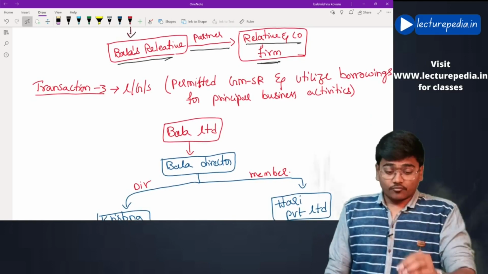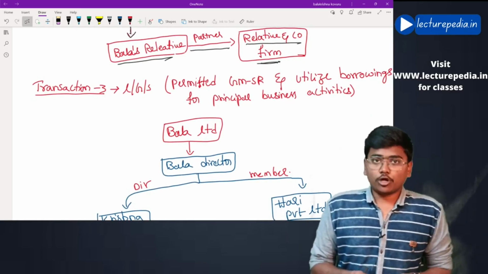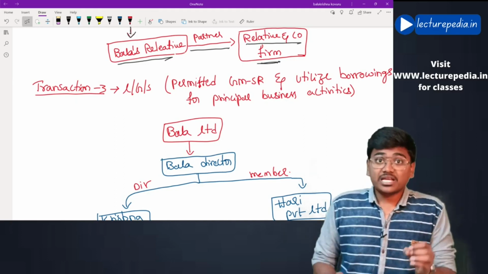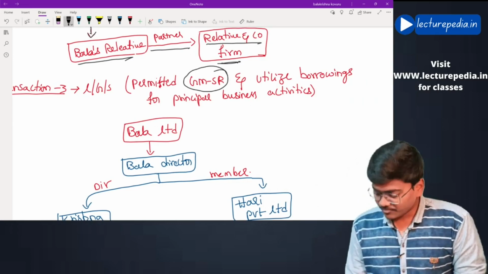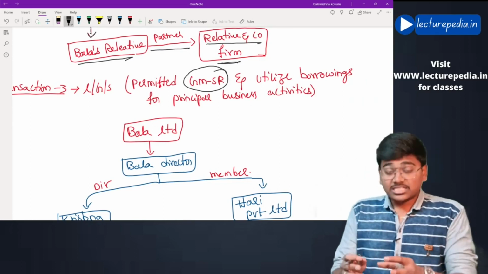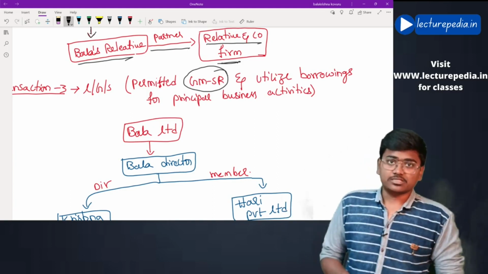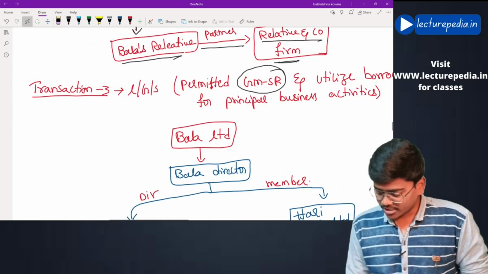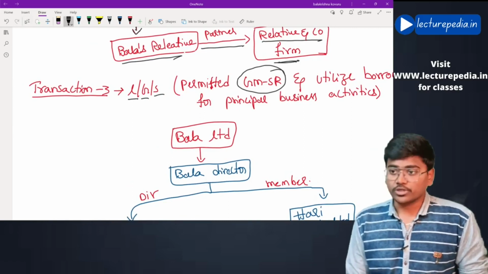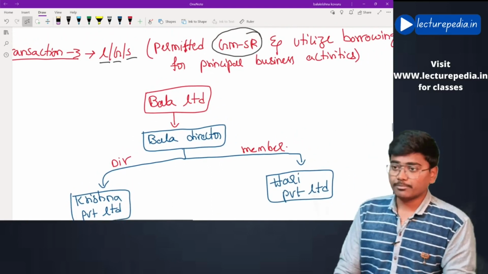Now from this third transaction, these are not completely prohibited. They are permitted subject to a general meeting special resolution, and such funds must be utilized for the principal business activities. Let us see the third transaction. Even this third transaction is also related to loan, guarantee, security to whom? We'll see. There is a particular company, Bala Limited.